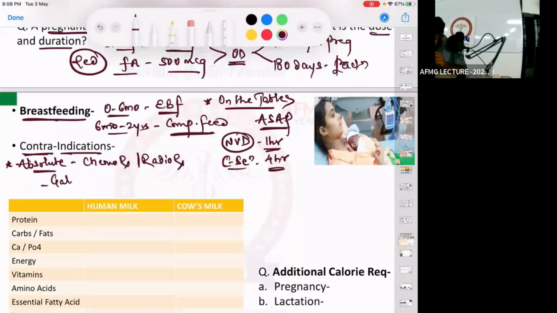The child having galactosemia or lactose intolerance. Both of these are absolute contraindications from the fetal or child side. One more important absolute contraindication: herpes infection involving the nipple. That would be a contraindication. In the last exam, herpes infection not involving the nipple was asked. Then that is not a contraindication. Maternal HIV is not a contraindication in developing countries, but a contraindication in developed countries.